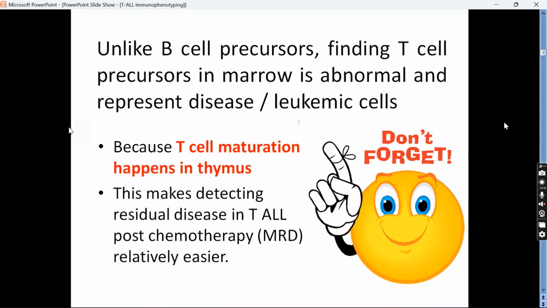So for B, you have to differentiate it from hematogones. In T, no problem at all. If you find immature T cells, it's disease in the marrow. That is the advantage I told you. Maturation happens in the thymus, so you don't find immature T cells in the marrow. That is the advantage of maturation happening in the thymus for flow cytometry. They can easily pick up the disease, especially residual disease in the marrow. So unlike B cell precursors, finding T cell precursors in marrow is abnormal and represents disease or leukemic cells, because T cell maturation happens in the thymus. This makes detecting residual disease in TALL relatively easier compared to BALL and AML.